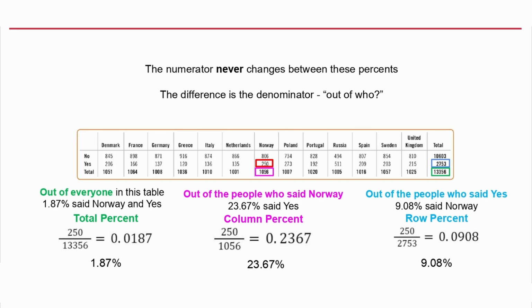If you use the grand total, we call that a total percent. If you use the total from the column, we call that a column percent. And if you use the total from the row, we call that a row percent.